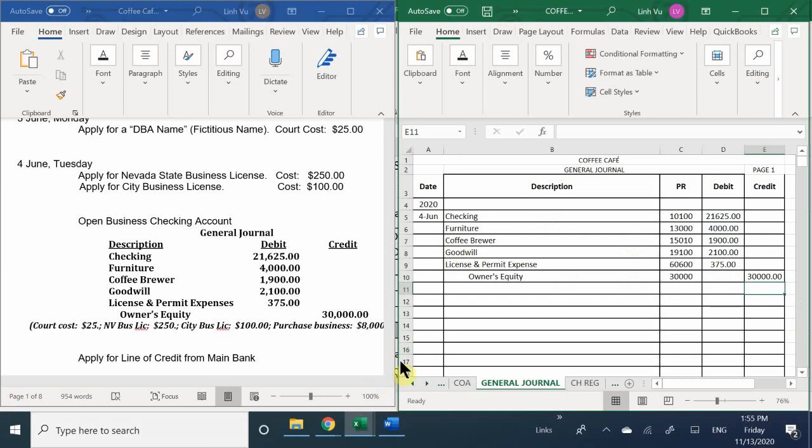But other details you should put is, well, what is the license and permit expense? What does it hold? So this is where I'm going to go ahead and write in my description. Descriptions will always be in parentheses. So in this case, I say that you should enter in court cost, right? You have a court cost of $25.